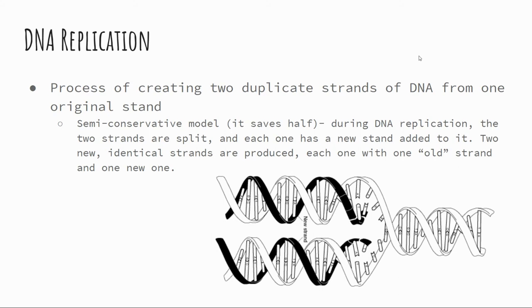All right, so DNA replication is a process of creating 2 duplicate strands of DNA from one original strand. This process is semi-conservative, which means it saves half. So during DNA replication, the 2 strands are split, and each one of these strands has a new complementary strand added to it. So at the end, you have 2 new strands of DNA, each of them containing one old strand and one new strand. So that's why we call it semi-conservative.